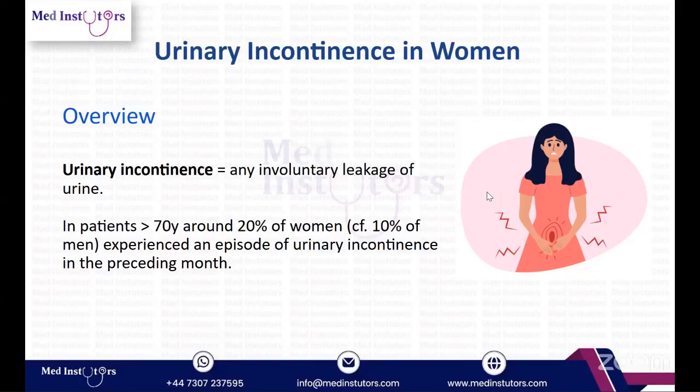In patients, particularly in the UK, these are the demographics from the UK. In patients more than 70 years of age, around 20% of women and 10% of men experienced an episode of urinary incontinence in the preceding month. So that's a huge issue. If we look at the biostats in the UK, urinary incontinence is quite common. That's why this topic holds significance in your curriculum.